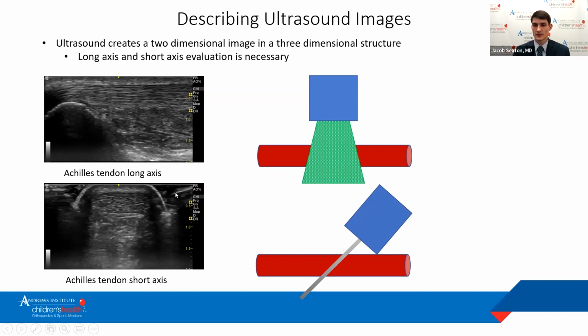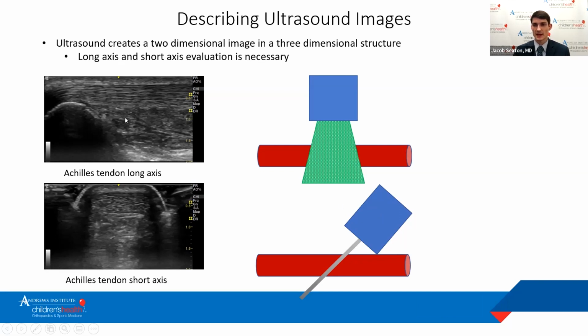Short axis is literally just turning the probe transducer 90 degrees. At that point, you're cutting the structure in half, and therefore it's short axis. As you can see with the red cylinder here, your transducer beam comes down and cuts that structure to a single spot right there.